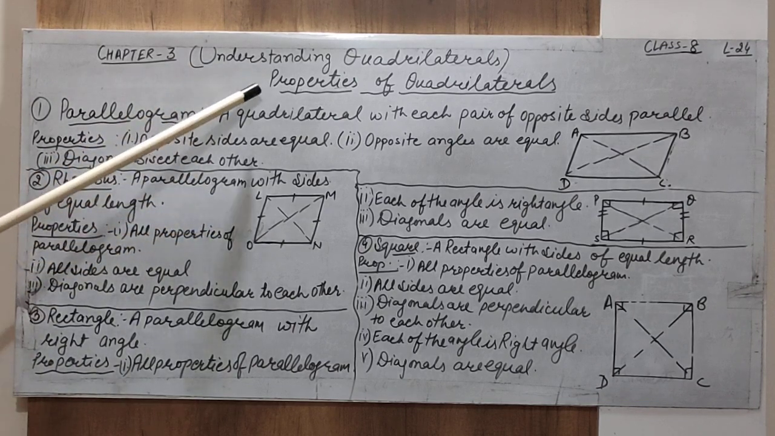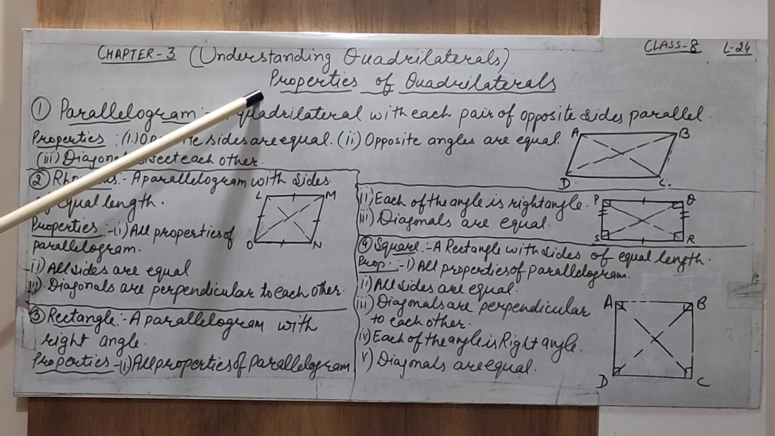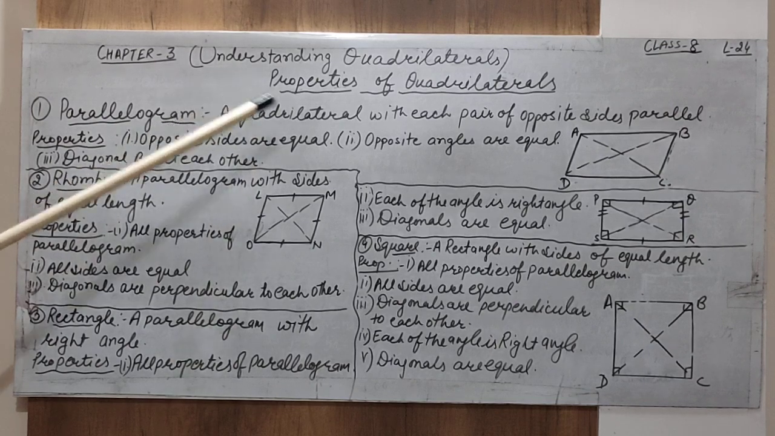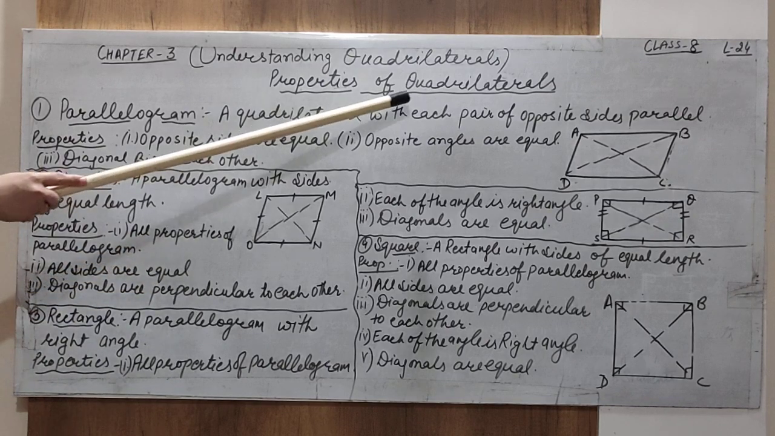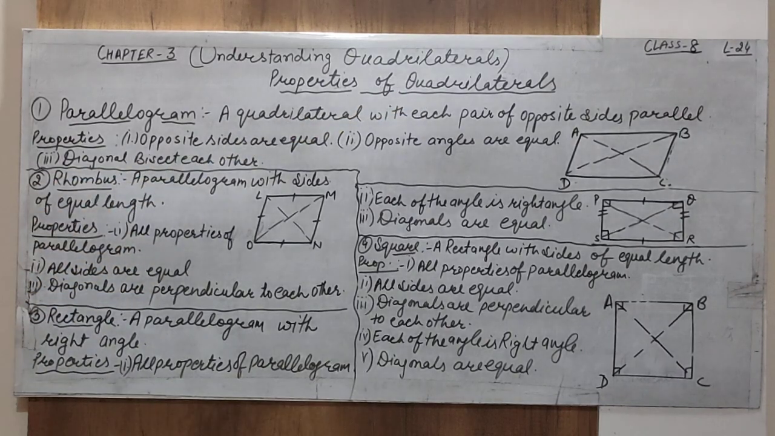Next topic is properties of the quadrilateral. We have to discuss different kinds of quadrilaterals and their properties. Now, a quadrilateral is a polygon with 4 sides and 4 angles. The first quadrilateral is the parallelogram. Understand the definition of the parallelogram.